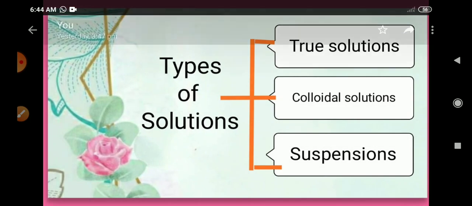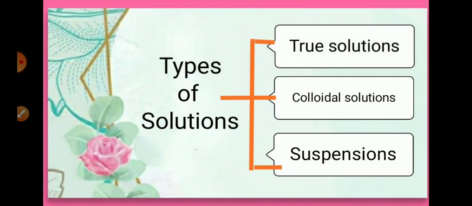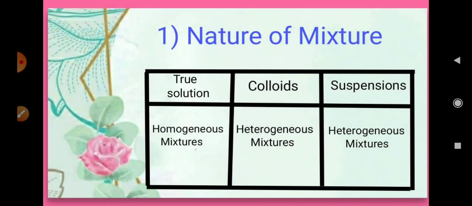On the basis of the size of the particles, the solutions may be divided into three types, that is true solutions, colloidal solutions and suspensions. Let us compare the properties of these three in a tabular form. True solutions are homogeneous mixtures. Example, salt in water, the particles are uniformly mixed. But colloids and suspensions are heterogeneous mixtures.